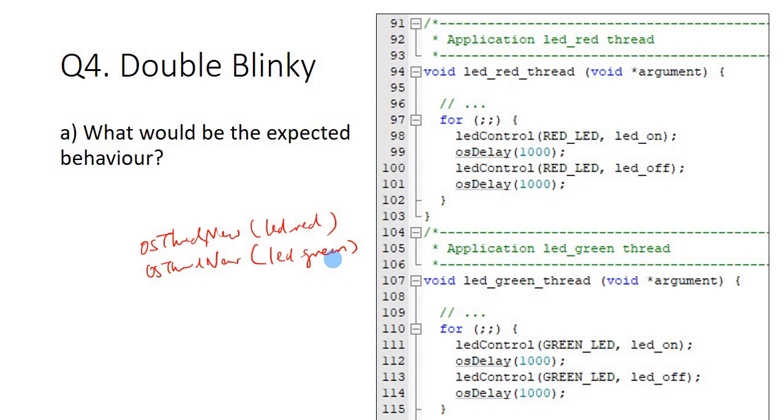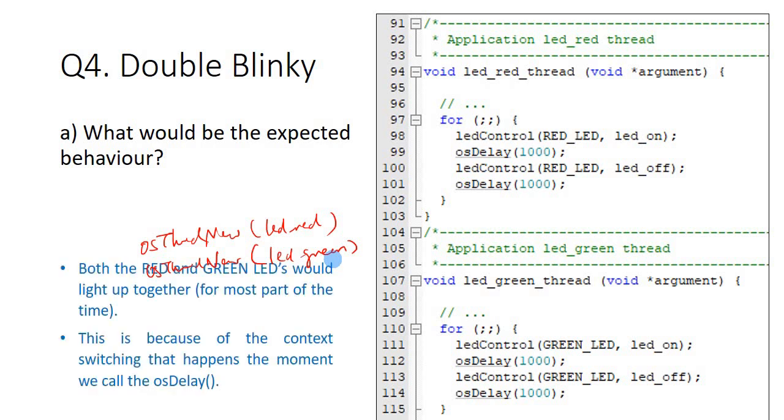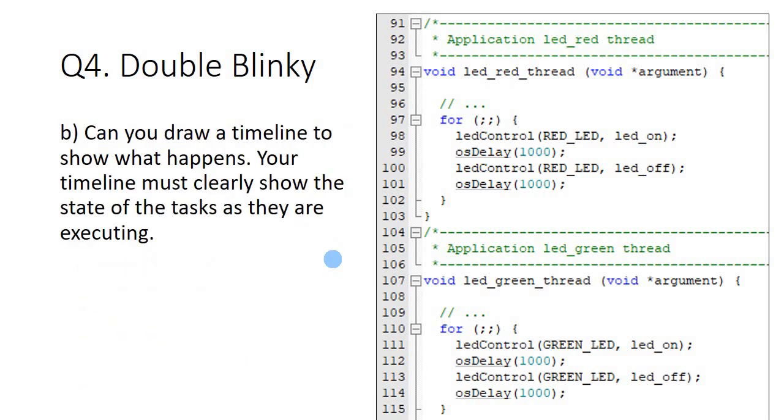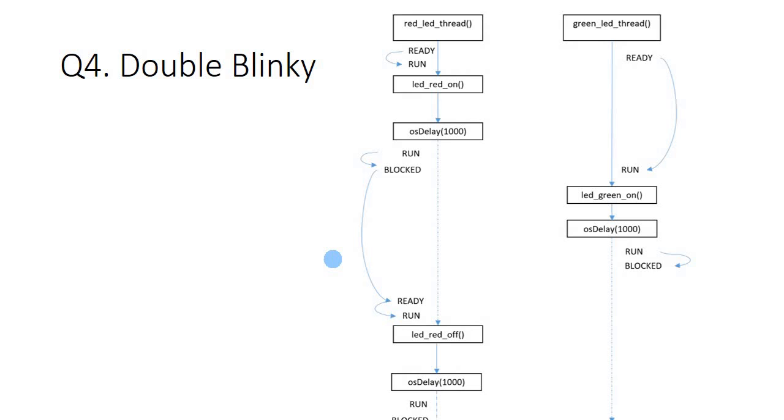Let's look at the timing diagram over here. This timeline diagram shows us very clearly what is happening. The LED red thread will transition from ready to run and will switch on the LED first. The moment I switch on the LED, I call OS delay, and this OS delay will block me for 1 second. At that point of time, I get a chance to transition to the LED green on function, which will switch on the green LED, and then delay for another 1 second.